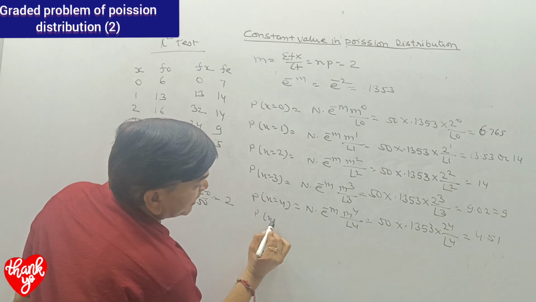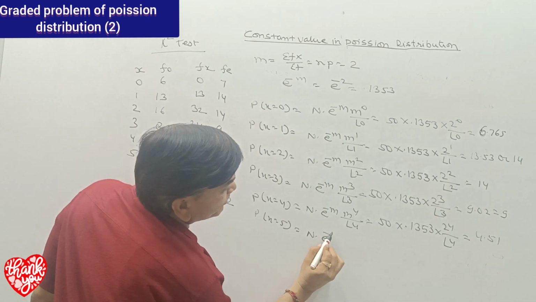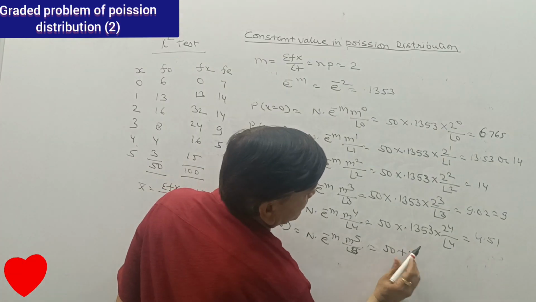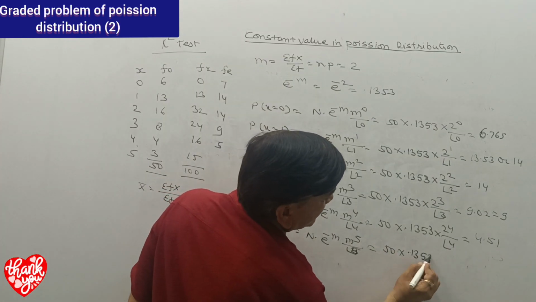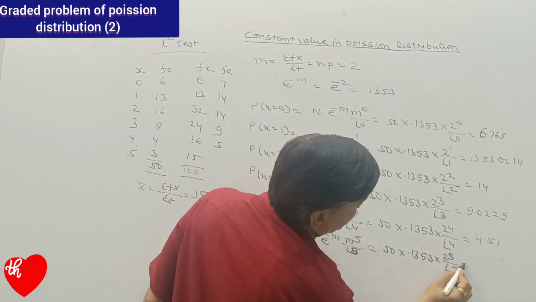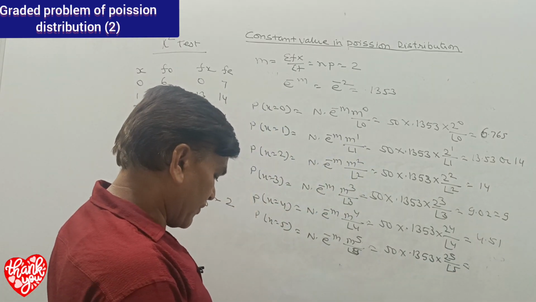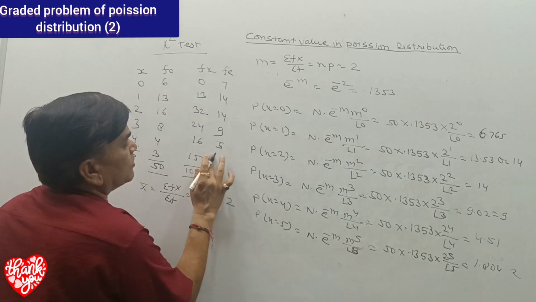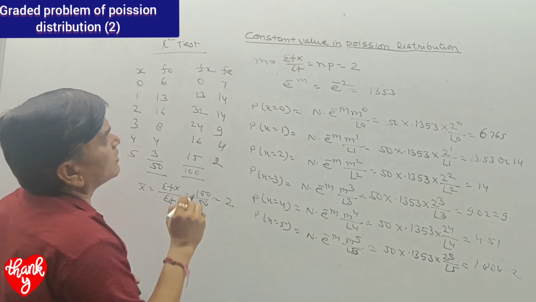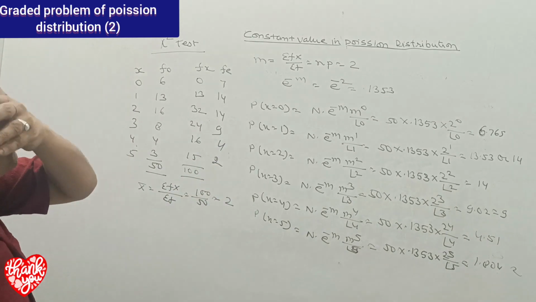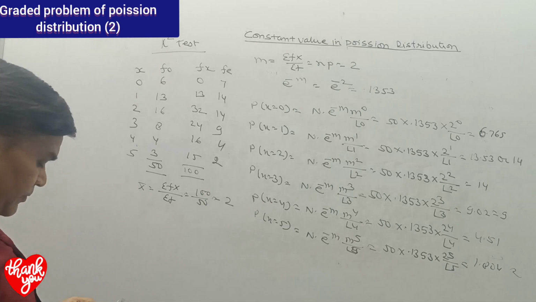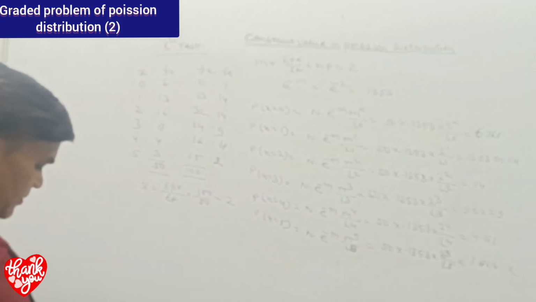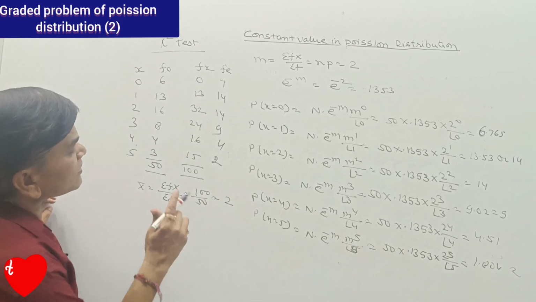And last, x is equal to 5. So n e raised to power minus m, m raised to power 5 upon factorial 5. So 50 multiply 0.1353 multiply 2 raised to power 5 upon factorial 5. So multiply by 2 divided by 5, 1.804. So this will be treated as 2. So we use this 4. That is the total: 7 plus 14 plus 14 plus 9 plus 4 plus 2, 50. So this is also 50.